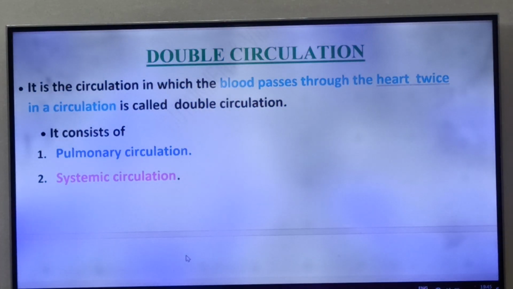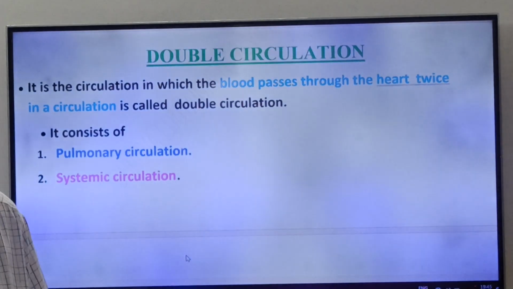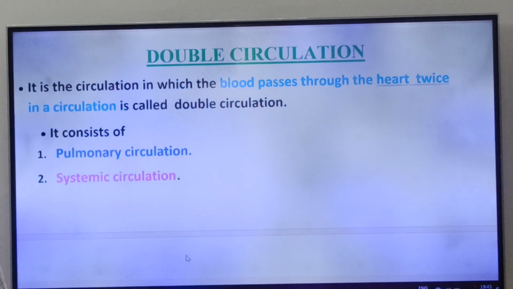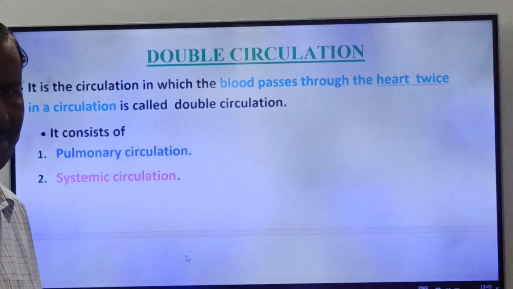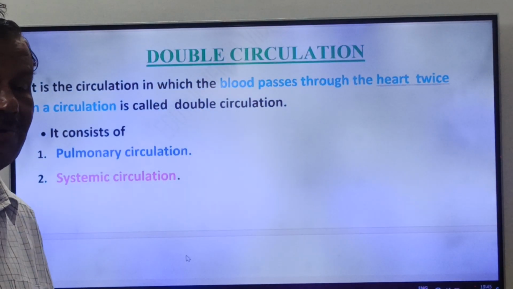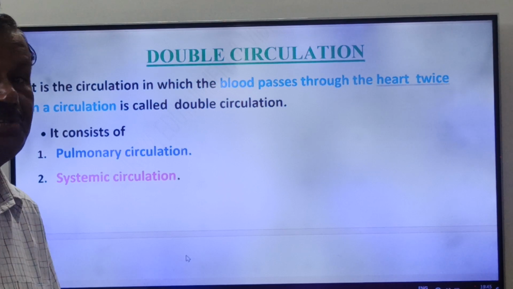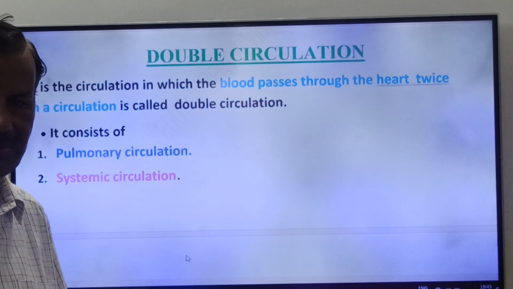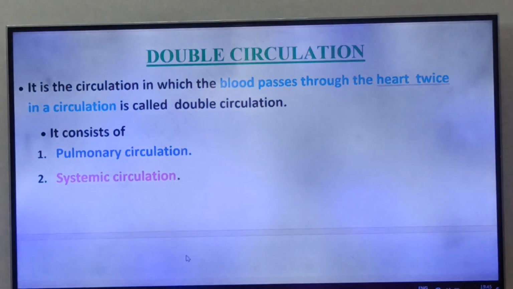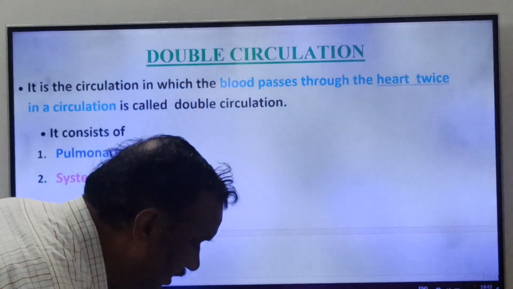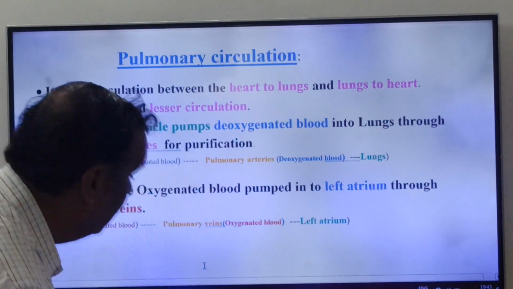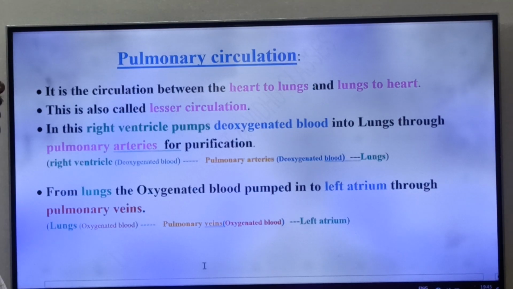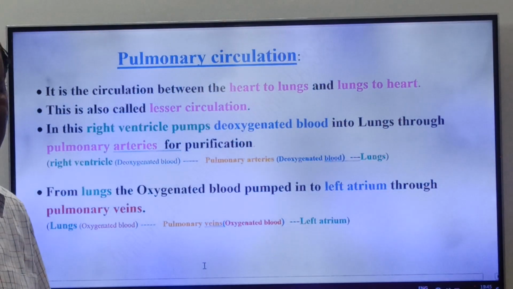This double circulation has two steps, friends. One is pulmonary circulation and the other one is systemic circulation. What is pulmonary circulation, friends? Pulmonary indicates lungs. Systemic indicates body parts. So what is pulmonary circulation, friends? It is a circulation between the heart to lungs and lungs to heart.